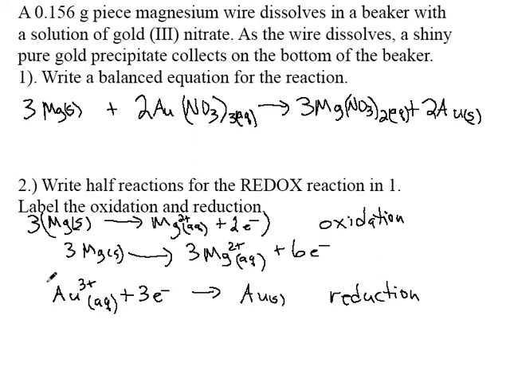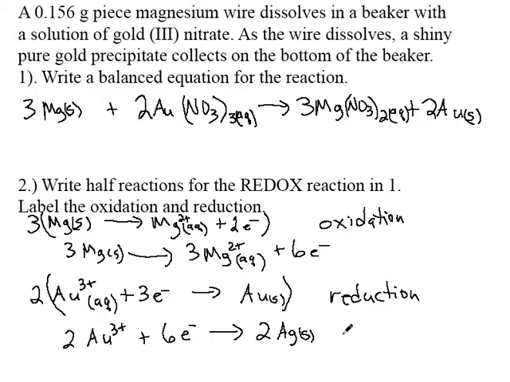The gold half reaction, well, there's a 2 in front of the gold nitrate, so that means we will multiply the entire gold half reaction by 2. So we'll have 2 gold ions. We will have the 2 gold ions in total will gain 6 electrons, and they will form 2 gold atoms. And that is the reduction half reaction.